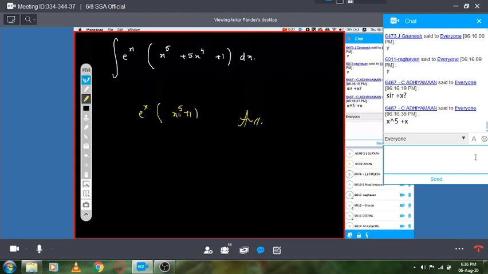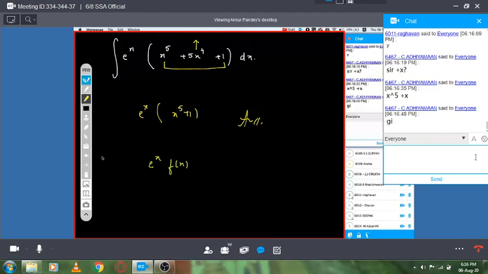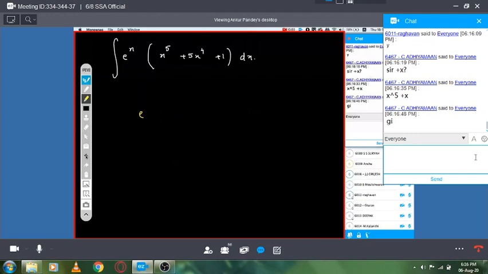No, plus 1 only. See, this is f of x and this is f dash x. So the answer is e to the power x f of x. Good, very good.